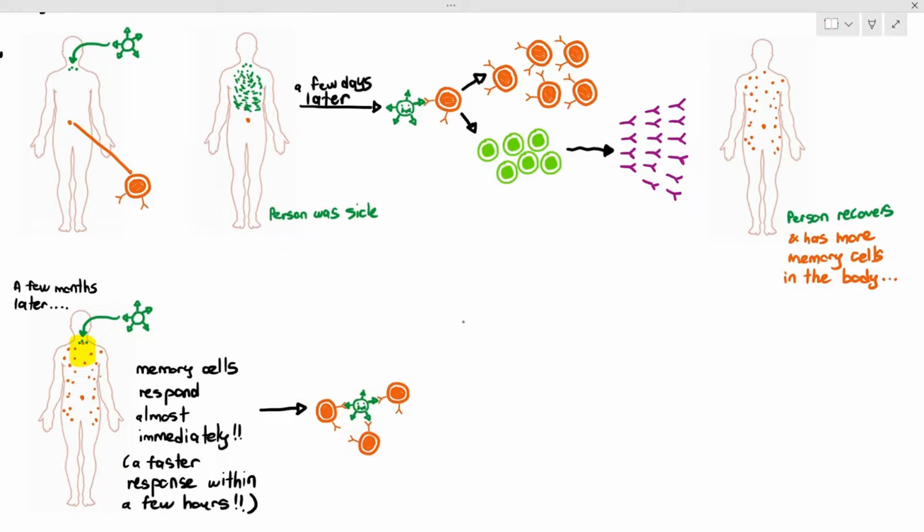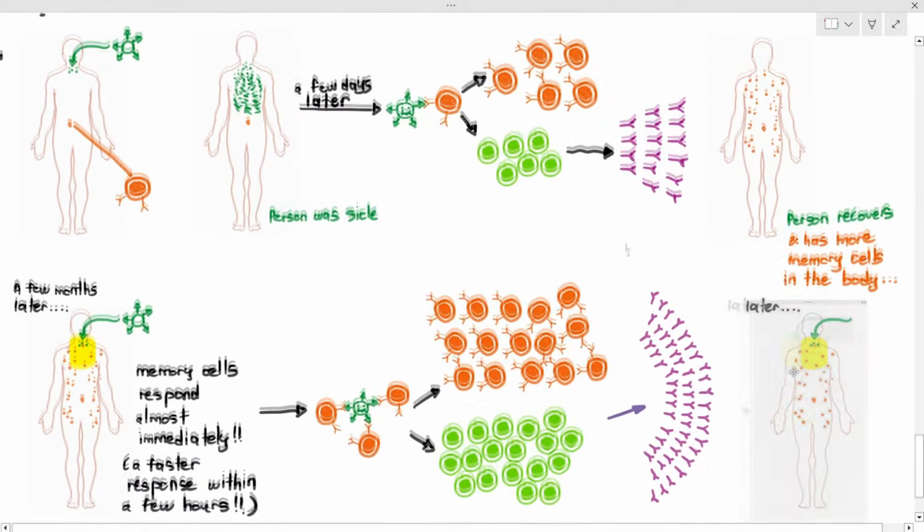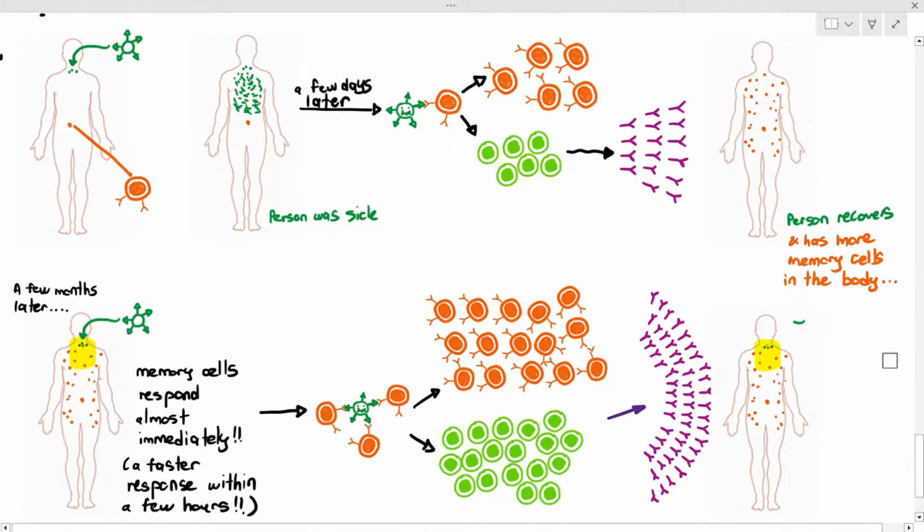Okay, and in this case, because more memory B lymphocytes respond immediately, your body will produce even more memory B lymphocytes, and the body also produces more plasma cells. And because there are more plasma cells, there is a secretion of a higher concentration of antibodies. In that kind of situation, the pathogen is immediately eradicated, and the person did not fall sick at all, okay?